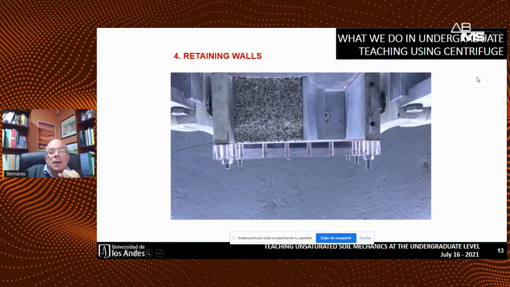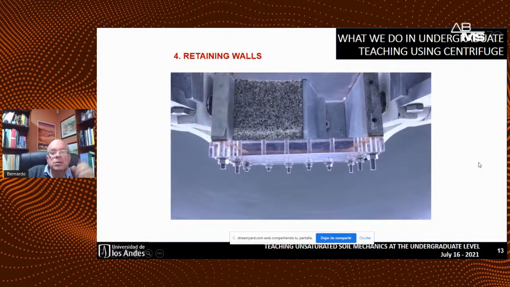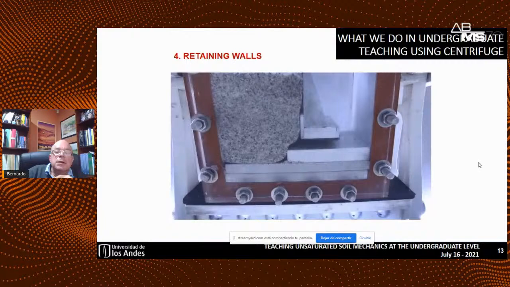Afterwards, retaining walls. And in this case, we prefer to use sand because we prefer to analyze this problem in effective stress, in fact. So we use dry sand.